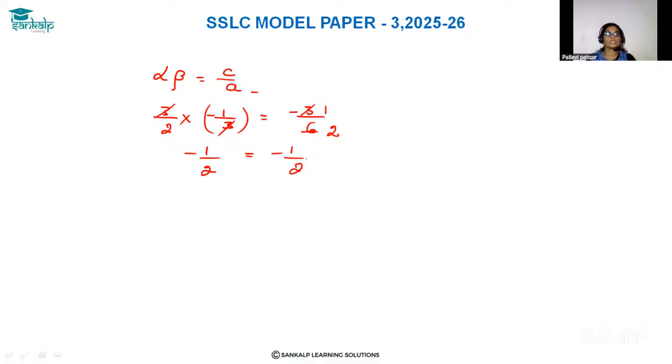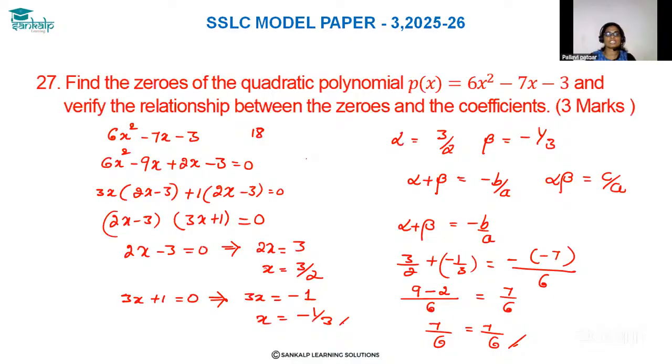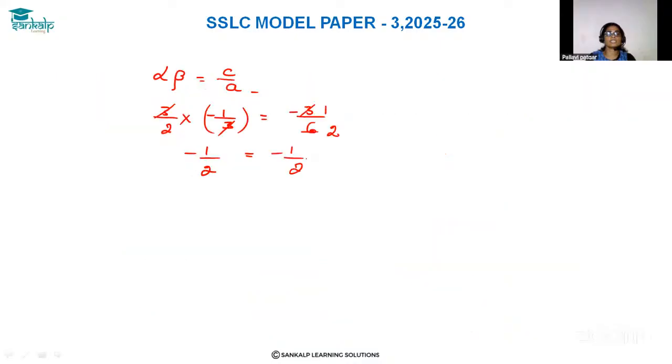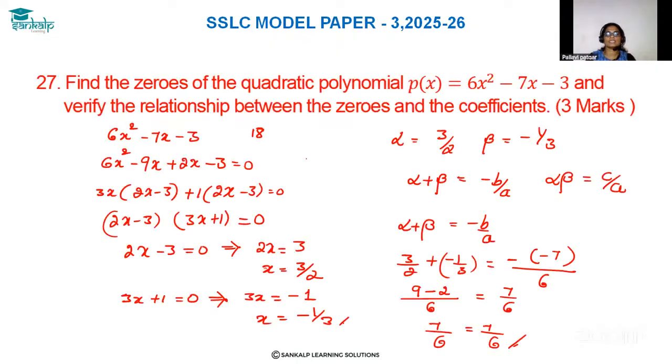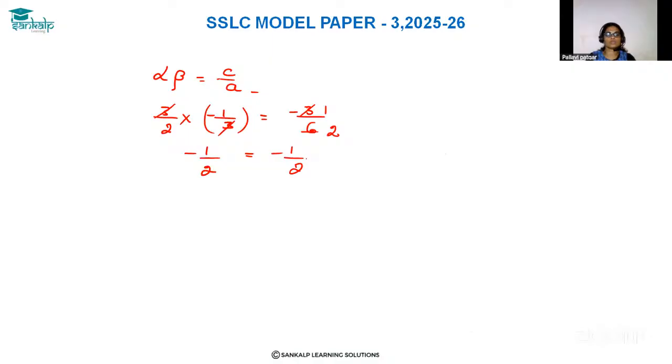Okay, so therefore, the zeros of the quadratic polynomial are 3 by 2 and minus 1 by 3. So the relationship between the zeros and the coefficients is verified: the sum of the zeros is 7 by 6 and the product of zeros is minus 1 by 2. Both are equal. Thank you.